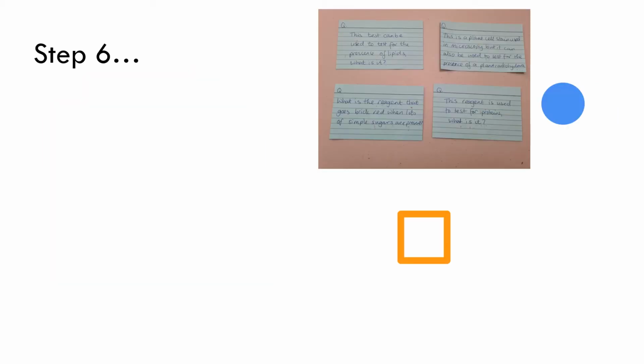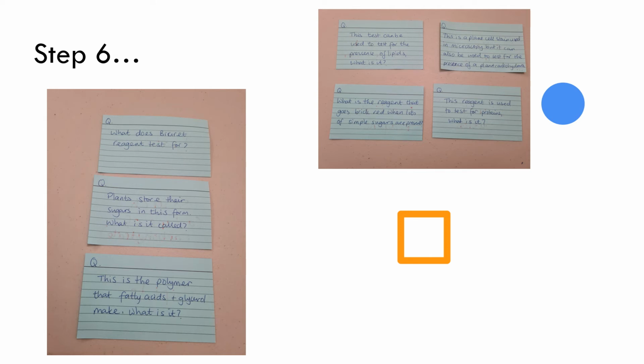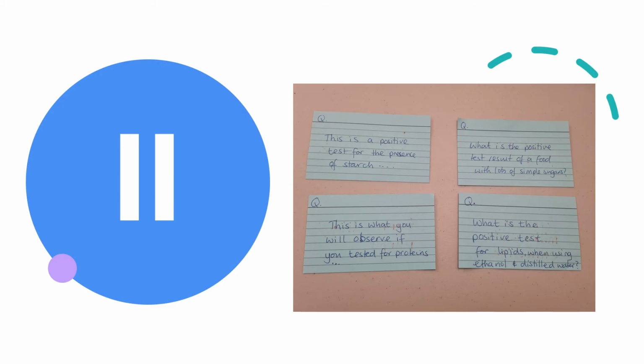Finally, step 6. For each card that you have now written on, think of a question where the answer is the word or phrase you have already written. Write this question in a different colour pen on the reverse. Press the pause button now so you can complete this.